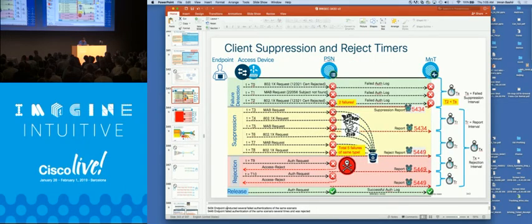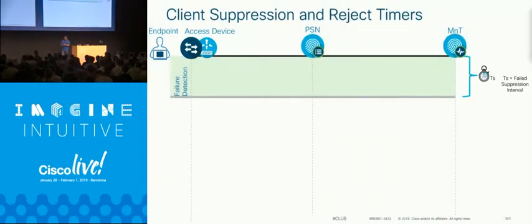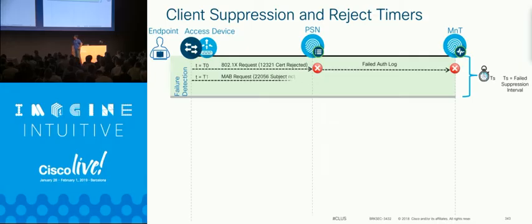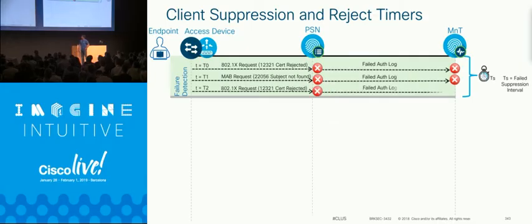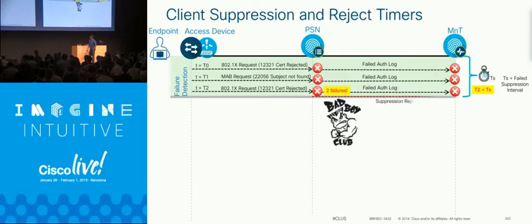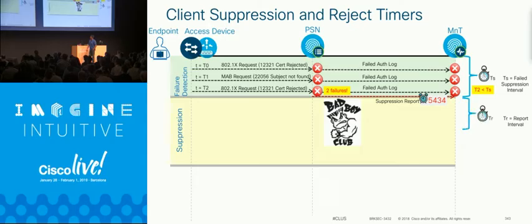Yeah, it actually is the next slide. So let's take an example, right? I have an endpoint that comes in, authentication fails 2 times, the third time it fails, I'm going to put you under suppression, right? But ISE will still get the report. Now you're in the bad boy club, right? But your authentication is still failing.